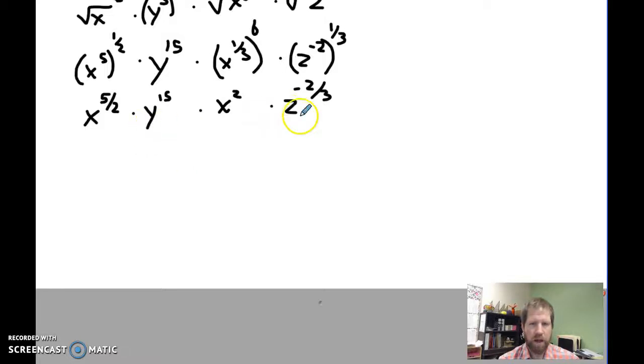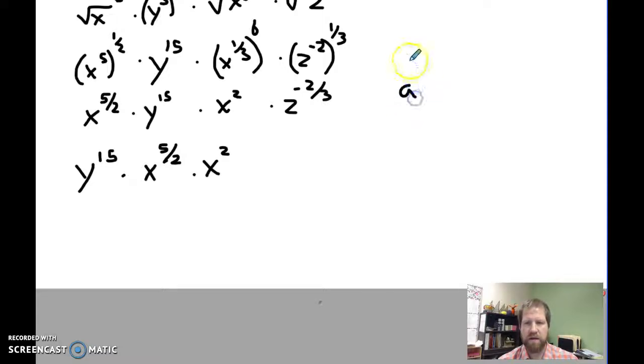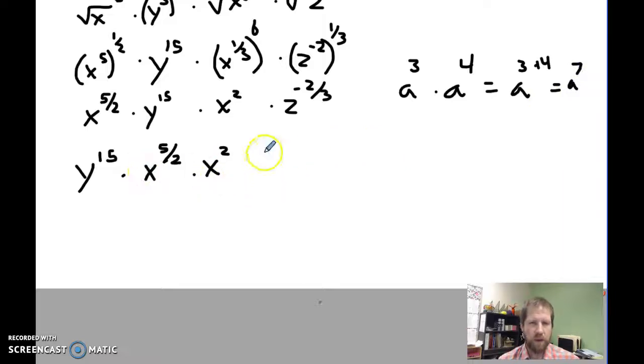Now I'm going to start moving things around. I've just got one y, so I'm going to pull it over here. I'm going to have it first, y to the 15. And then I've got x to the 5/2 times x squared. And if you remember your other properties of exponents, if I have a to the 3rd times a to the 4th, that's going to equal a to the 3 plus 4, or a to the 7th. And we're going to use that pretty soon.